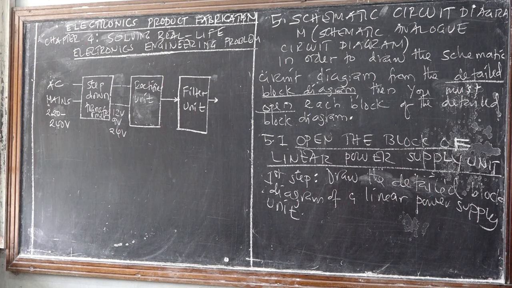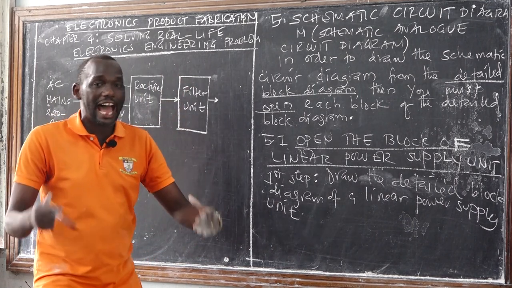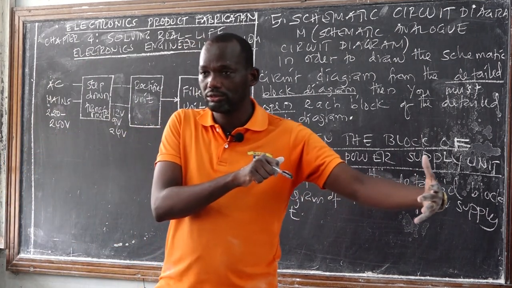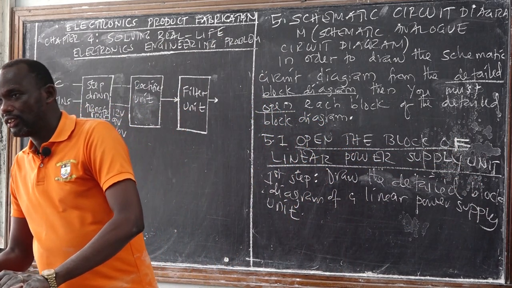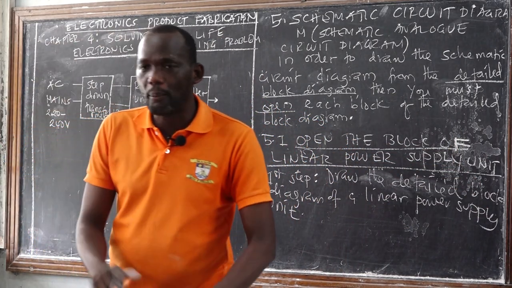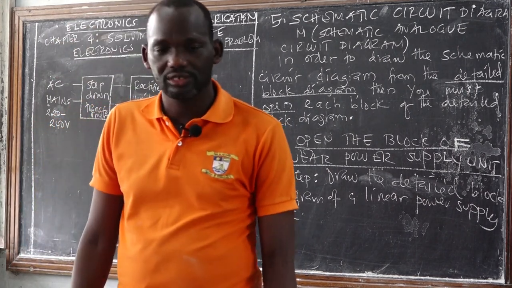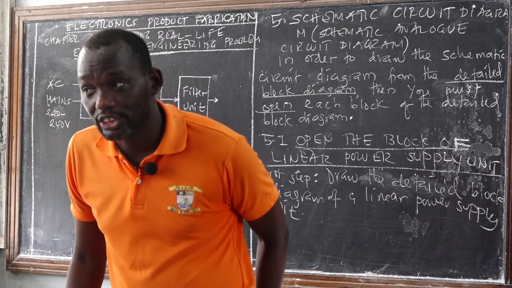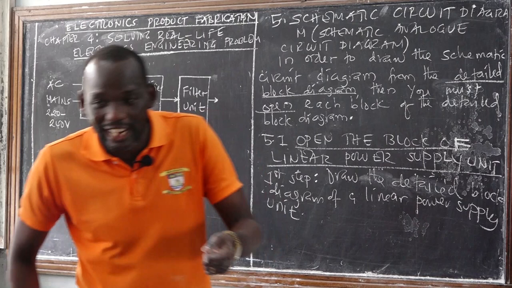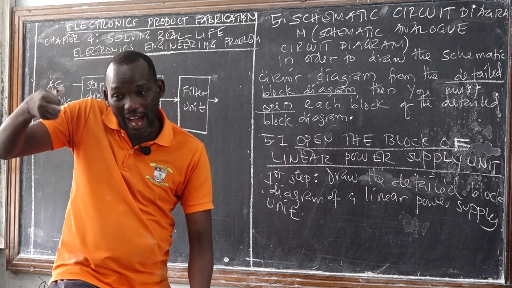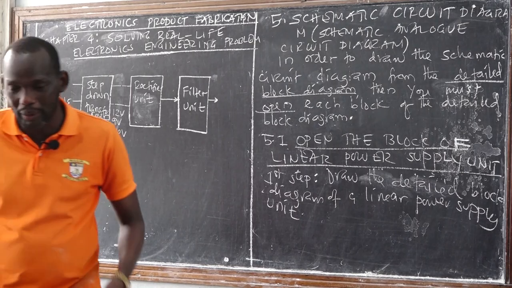Are we together? So the function of the filter is to allow the pure DC signal to pass towards another block and suppress all the AC components which the rectifier has failed to convert into DC signal. Did you understand? The function of a chujio is to allow what to pass and block what, leaving it not to pass?